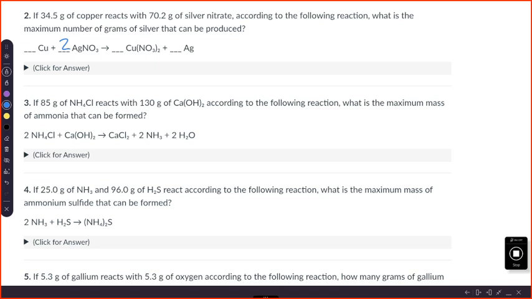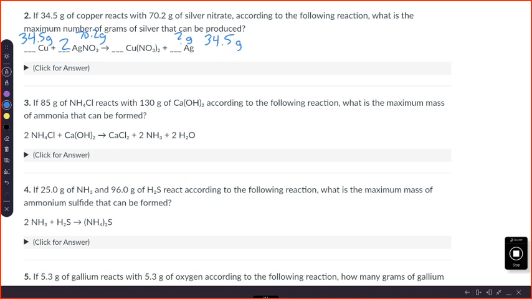So let's read it. If 34.5 grams of copper react with 70.2 grams of silver nitrate, what's the maximum number of grams of silver that can be produced? I'm looking for grams of silver. Again, I was given both reactants, so I'm going to have to do this twice and pick the smaller answer, starting with the copper.